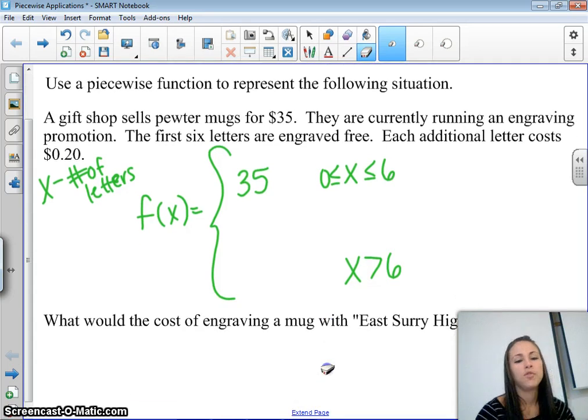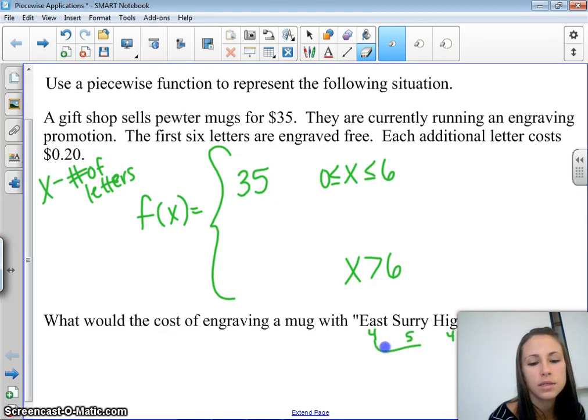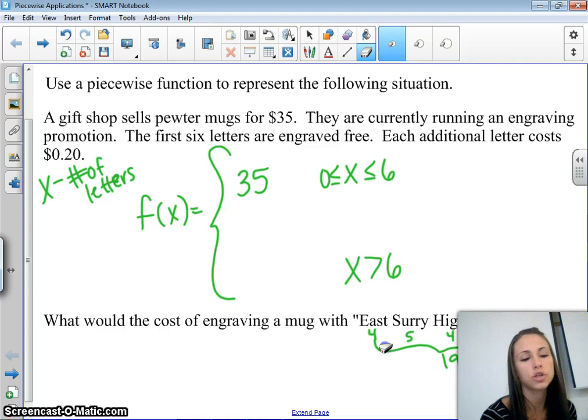So before we write the function or the equation or rule for that second piece, let's look at what it would cost to engrave East Surrey High School on there. So this is 4 letters, this is 5 letters, 4 letters, 1, 2, 3, 4, 5, 6. So this is 6 letters. So if I add all those up, that's 10, 19. So this is 19 letters.